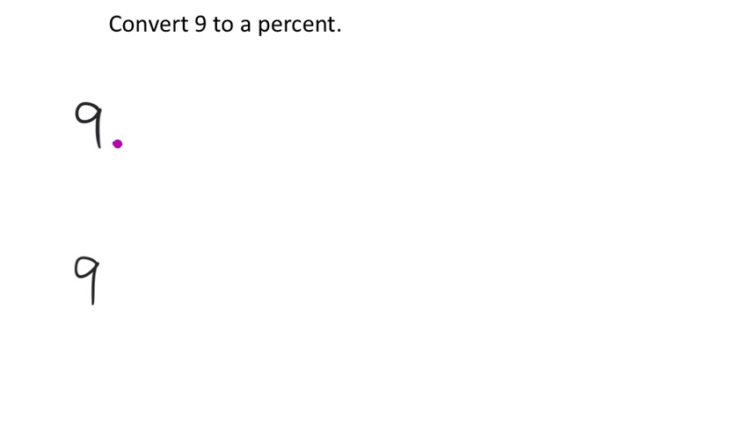Now, if you take a number, or you could say a decimal, and change it into a percent, you'd be moving that decimal two times to the right in order to change it into a percent. Now, if you do that, you're going to need to fill in those gaps with zeros. And so 9, or 9.00, changes then into 900%. So that is 9 as a percent now, okay?